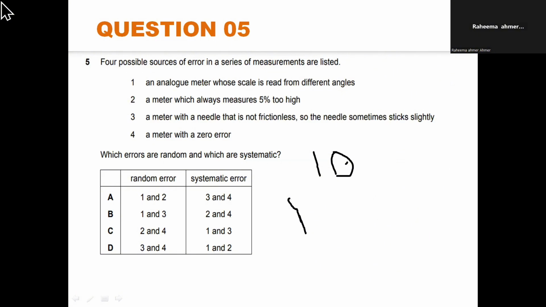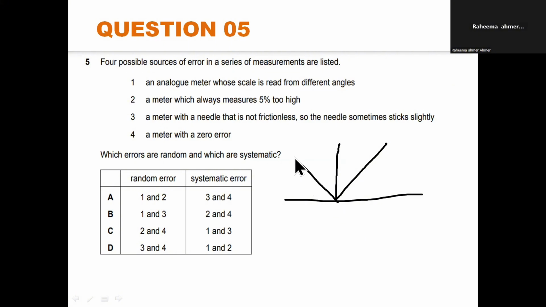So now let's look at the question. They say an analog ammeter whose scale is read from different angles. As you can see, this is the scale of an analog ammeter. Basically, you should read it at a 90 degree angle to avoid the parallax error. But let's suppose you read from different angles: once from here, the other time from here, the next time from here. Of course, one time you would get a value less than the true value, and another time a value more than the true value. So this would give you random error.